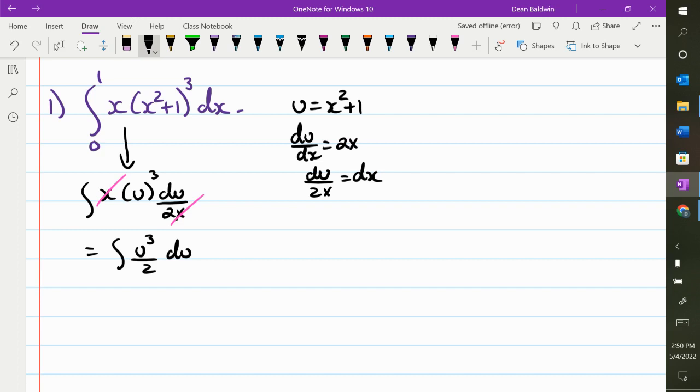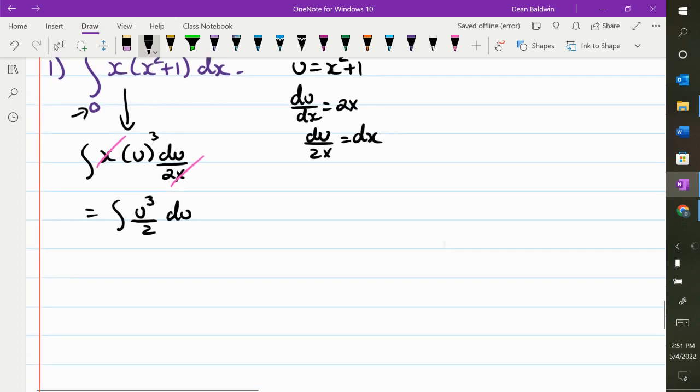What do these represent? What did the 0 and the 1 represent? Between x equals 0 and x equals 1. We don't have any x's in this integral, so we're not going to put bounds on it right now. What we're going to do is evaluate it, and then we're going to bring the bounds back. So what's the antiderivative of u cubed?